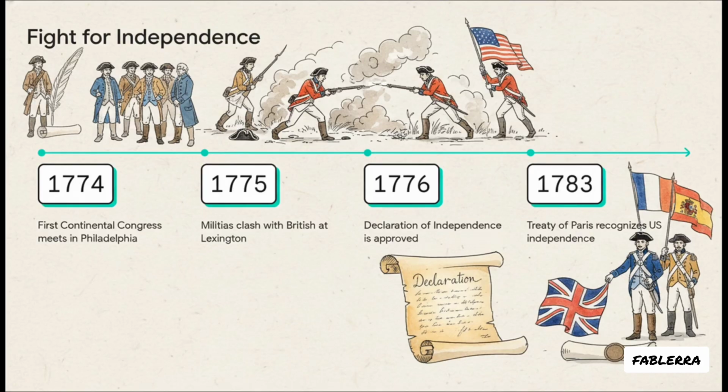By July 4th, 1776, the Declaration of Independence is approved. It's an all-out war now, and crucially, with the military support of French and Spanish allies, the Continental Army eventually forced a British surrender. The 1783 Treaty of Paris made it official. The United States was an independent nation.